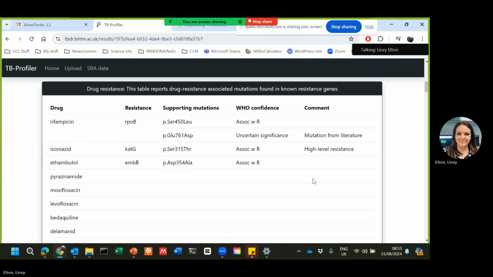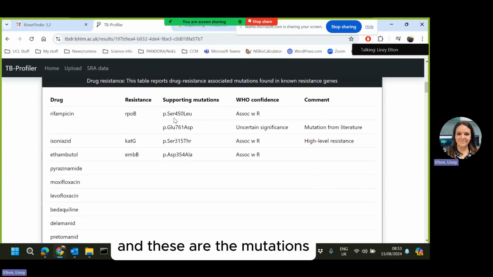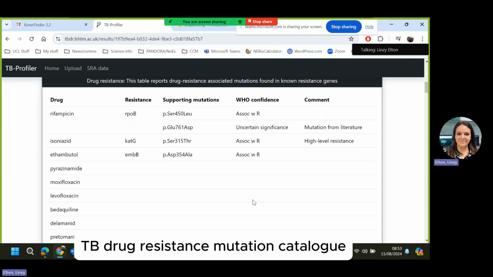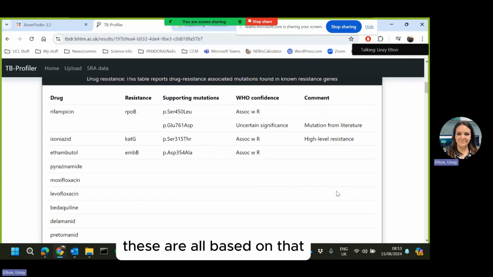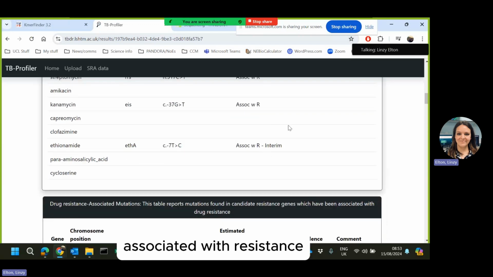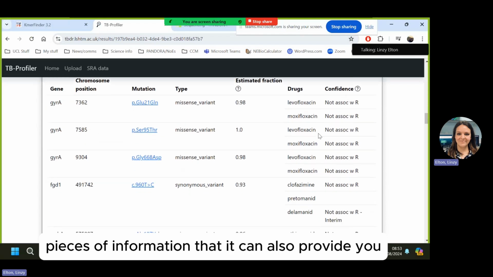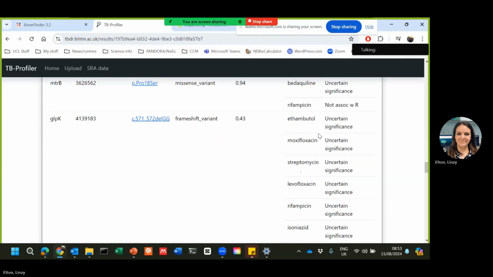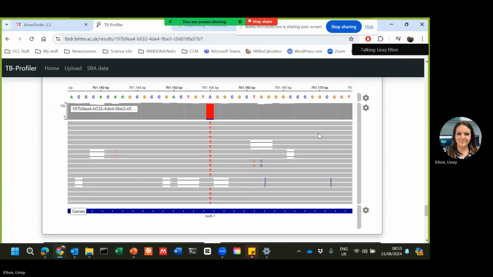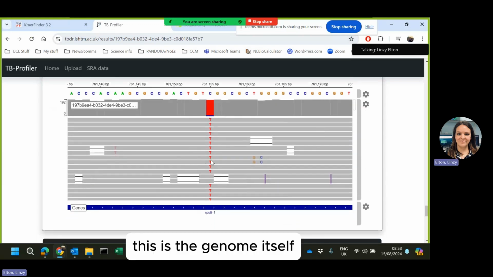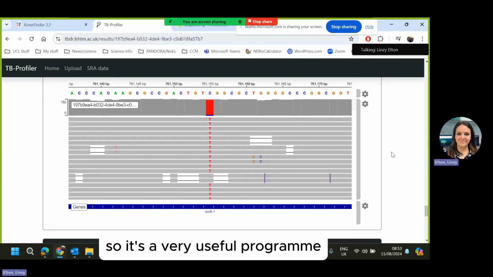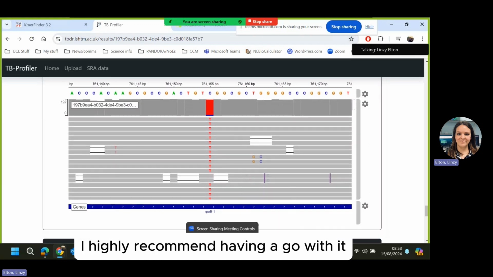So you've got all of the resistances, and these are the mutations. This table is based on the WHO's TB drug resistance mutation catalogue. So these are all based on that. You can see here it's got comments about where they came from, associated with resistance, that kind of thing. There's various other pieces of information that it can also provide you. And I think down at the bottom, it gives you the genome itself, and you can see the different SNPs. So it's a very useful program. I highly recommend having a go with it.